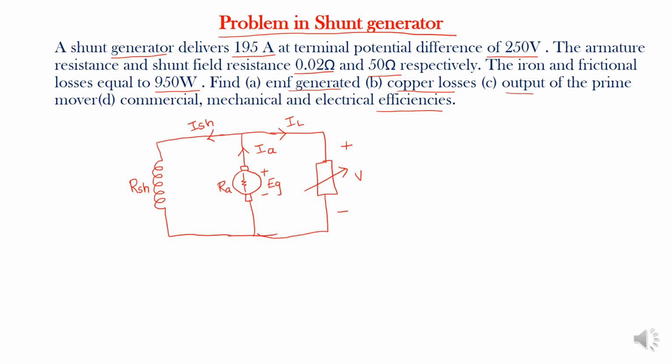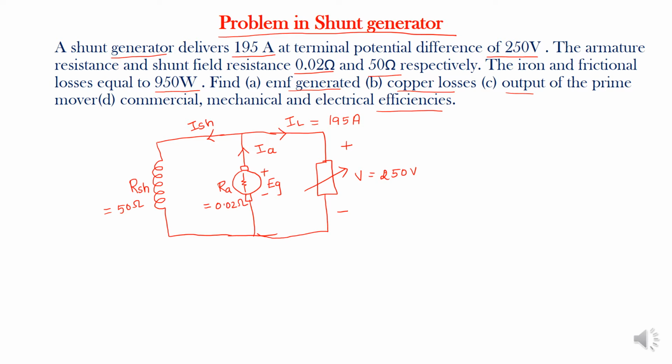What are the data given? V is given, that is 250 volt. And what is the current given? The shunt generator delivers 195 ampere. This is the load current. And next, what are the values given? Shunt field resistance RSH is given as 50 ohm and RA is also given as 0.02 ohm.